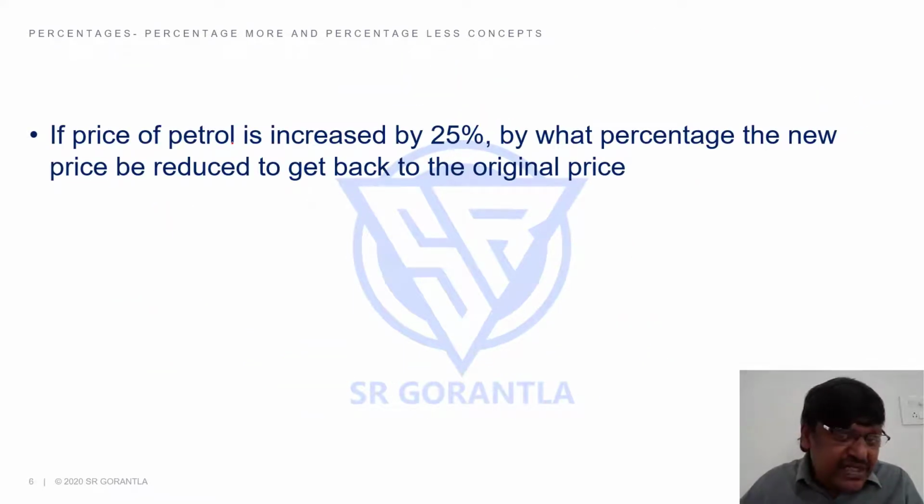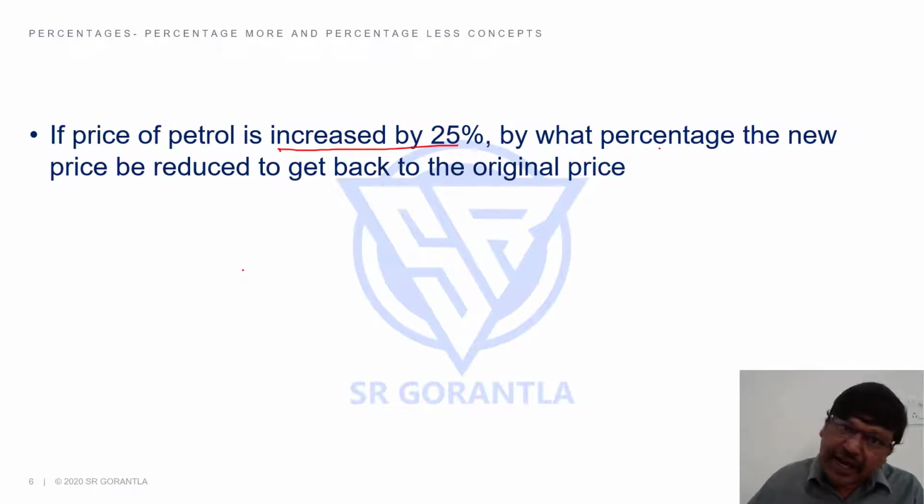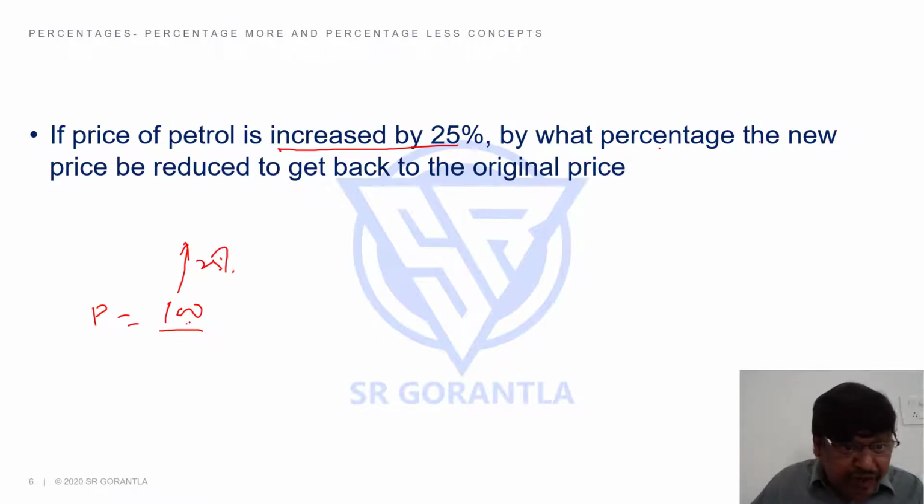Now, in the previous example, I said reduced first, then you should increase by what? Now, what I am saying, it is increased by 25%. By what percent the new price should be reduced to get back to the original price? Again, the same 3 approaches. If I take petrol price is say 100 rupees originally, it increased by 25%. 25% is increased from 100. What is 25% of 100? 25. So, the new one becomes 125.